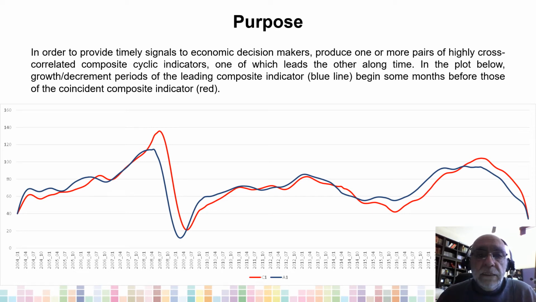Let me begin by stating what we are trying to achieve. We wish to develop pairs of indicators which behave more or less like the ones in the graph. In this case, the blue line leads the red one by a number of months over a long period of time.